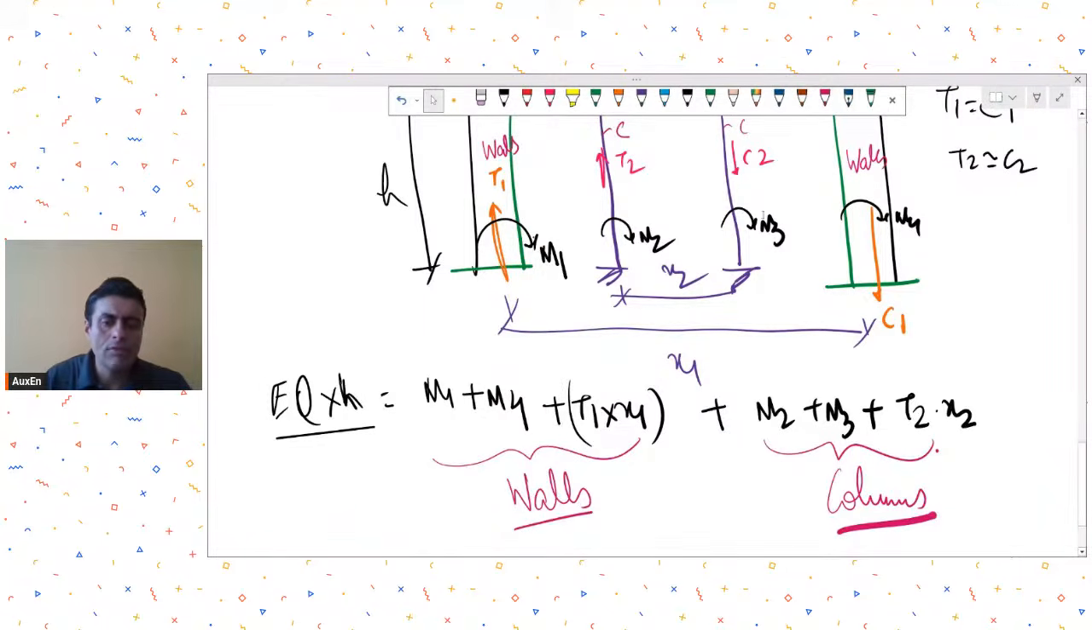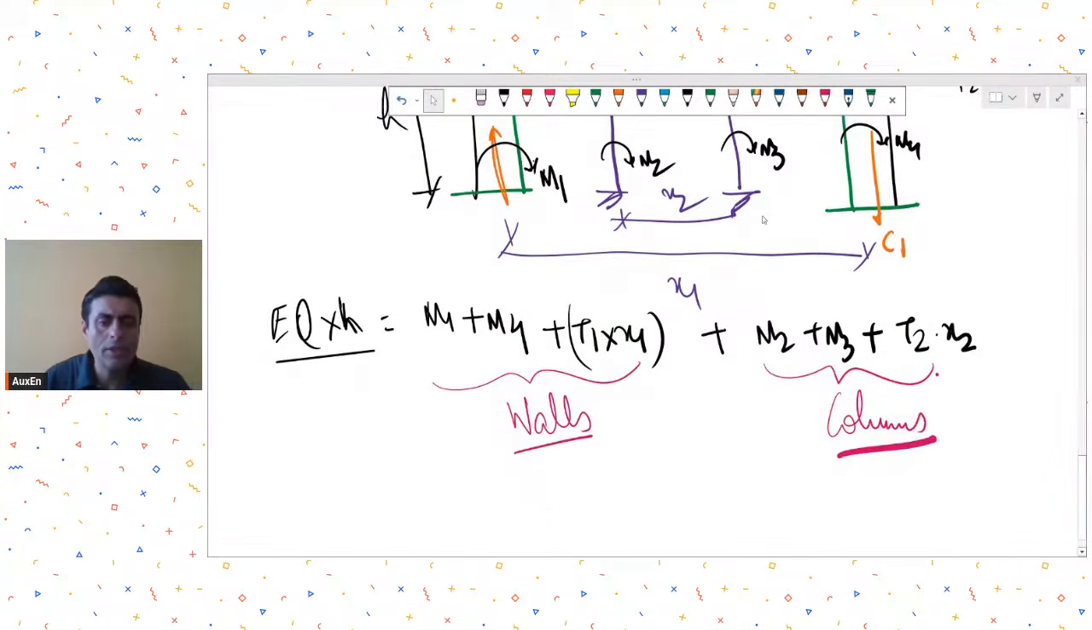So now overall you can find out how much percentage of total moment is getting resisted by walls, how much portion of total moment is getting resisted by columns. Is it clear? Yes or no? So this is one way to find out the percentage sharing that is happening between the two elements.